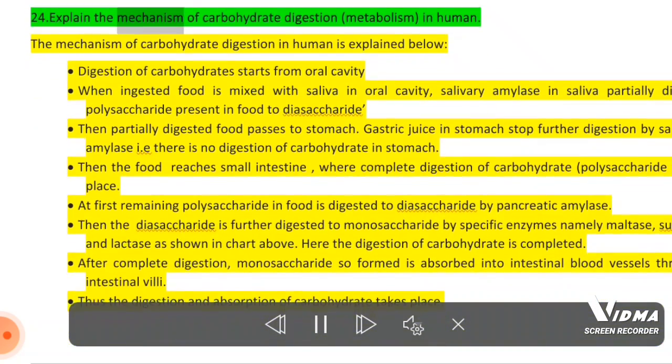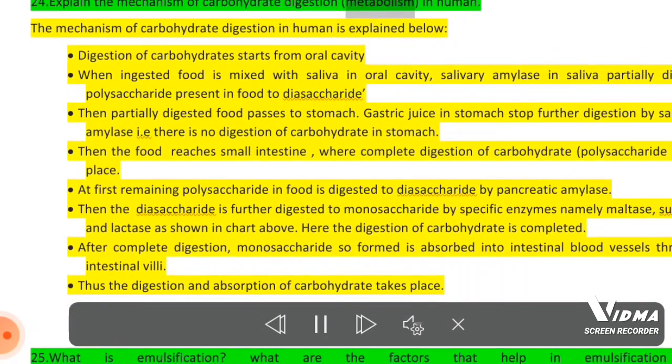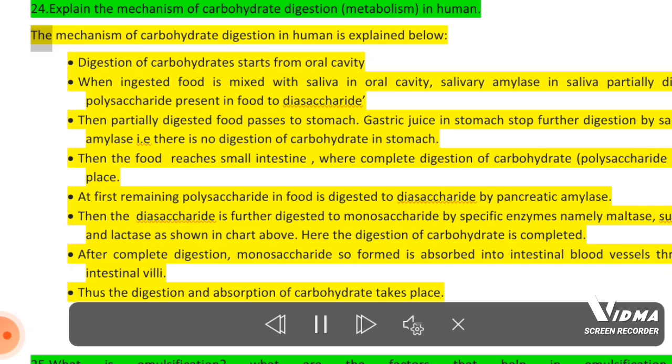24. Explain the mechanism of carbohydrate digestion and metabolism in humans. The mechanism of carbohydrate digestion in humans is explained below. Digestion of carbohydrates starts from the oral cavity. When ingested food is mixed with saliva in the oral cavity, salivary amylase in saliva partially digests polysaccharide present in food to disaccharide. Then partially digested food passes to the stomach. Gastric juice in the stomach stops further digestion by salivary amylase. There is no digestion of carbohydrate in the stomach.